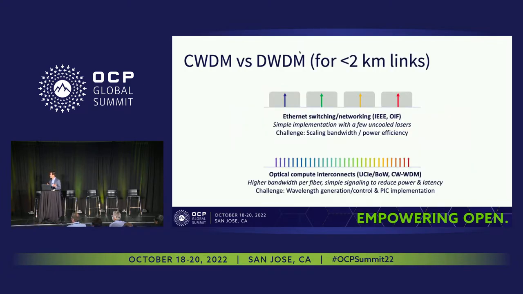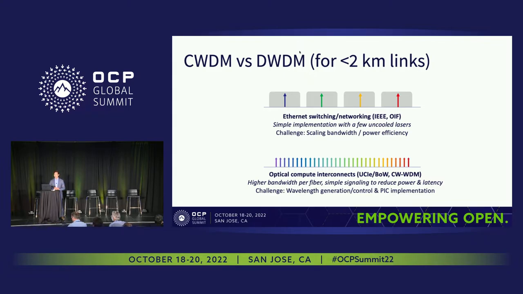So we know that CWDM4 has been very successful inside of the data center. The key advantage there is the wide 20 nanometer spacing, which allows us to have the lasers be uncooled. That's great. That reduces power, reduces cost, and enables optics at scale.